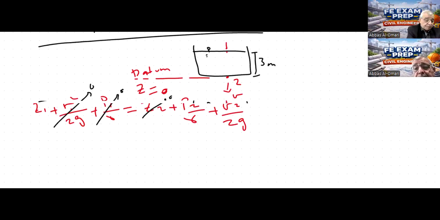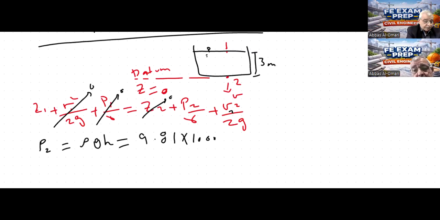So P2 at the bottom of the tank equals rho g h, which equals gamma for the water, 9.81 by 1000 by 3. So this is the pressure at the bottom of the tank.